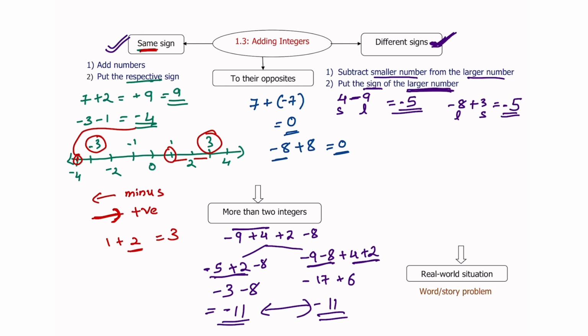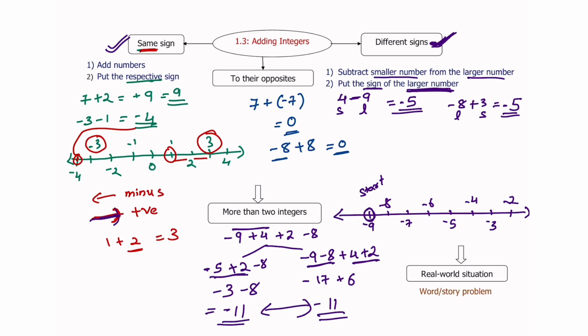This can be done on a number line also. Let's see how we would do this on a number line. My number line is here. I'll start with minus 9 over here. Then that's minus 8, minus 7, minus 6, minus 5, minus 4, minus 3, minus 2. Minus 9 is here. So this is where I'm going to start. That's my starting point. Plus 4.